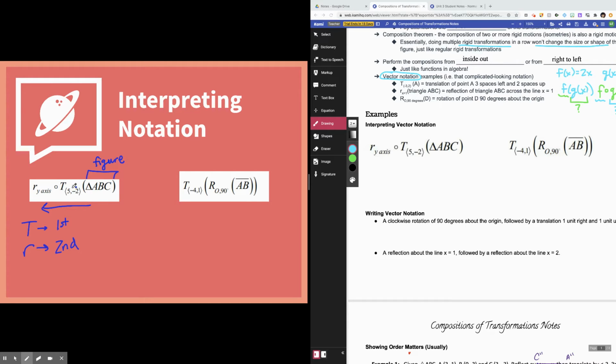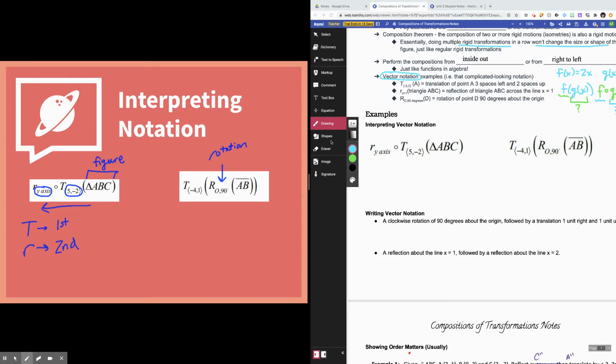Remember, capital T stands for translation. This coordinate point here with the little vector on it, or the little carets on it, is how far you move in the x and y direction. And then the lowercase r, if you remember, is reflection. Remember, capital R is rotation. The subscript here is your line of reflection.